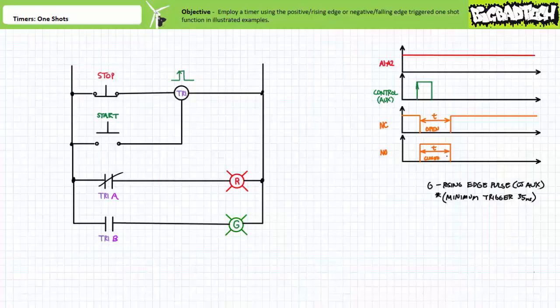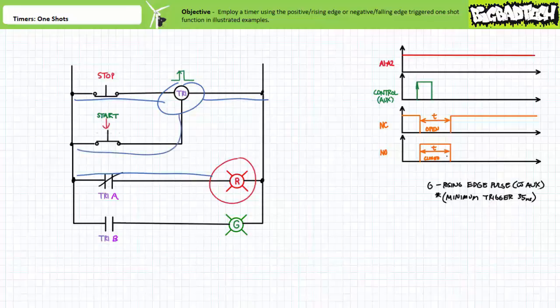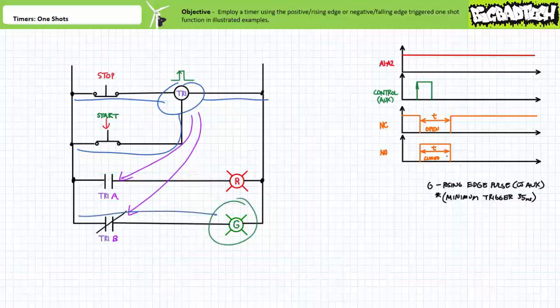Again, this timer executing the one-shot function is positive edge triggered, is non-retriggerable, has no reset, necessitates external power, and is set to execute a 5-second delay. Note the start state of this circuit is red light on, green light off. When an operator presses and releases start, the auxiliary controlling input of timer relay TR1 experiences a rising or positive edge transition. Contacts TR1A and TR1B executing the positive edge triggered one-shot function immediately change states. TR1A opens and TR1B closes. The red light turns off and the green light turns on.